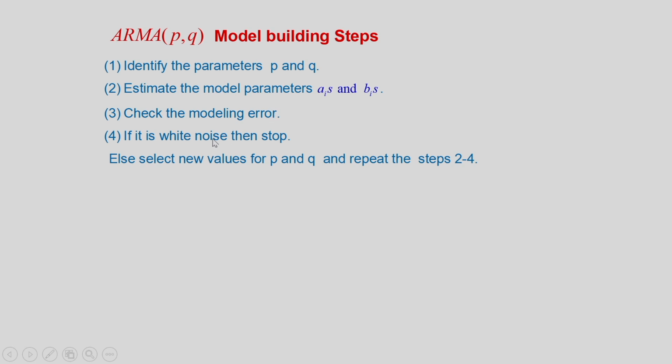If it is white noise, then stop. So, model building is over. Else select new values of P and Q and repeat the steps 2 to 4. So, that way we can build an ARMA(P,Q) model. Though this is a quite involving process, in a nutshell these steps can be described as this.